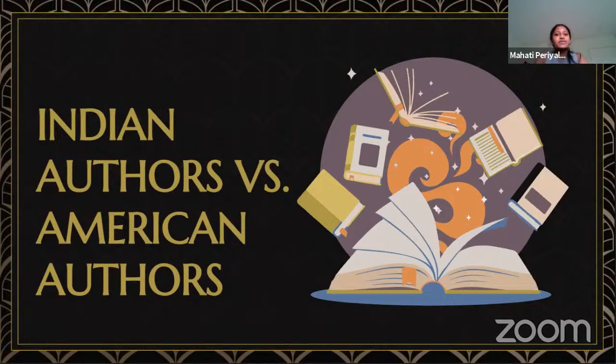Today's topic is going to be Indian authors versus American authors. There are many cultural differences in every type of art, such as music, paintings, and also literature. We'll be going into the writing of them, modern and old, and even into the authors themselves and writing styles. Now let's go over the table of contents on the next slide.